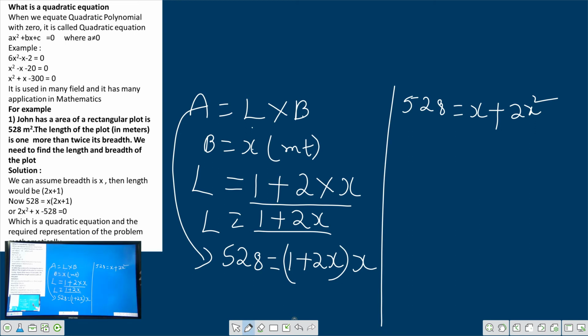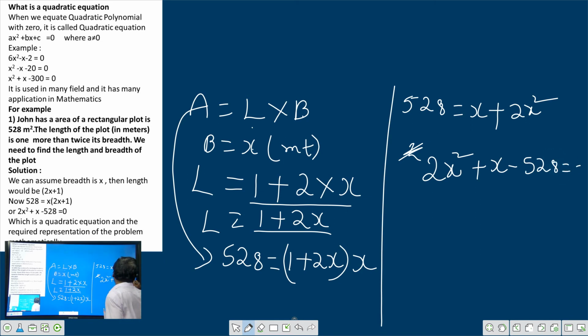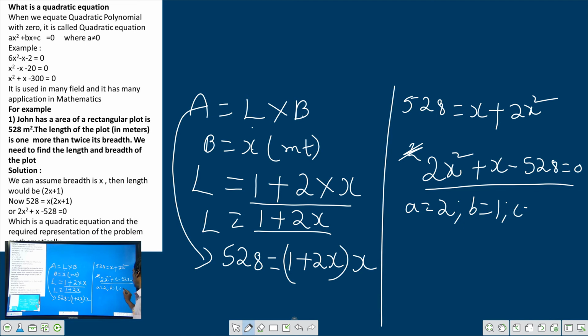Actually, this is an equation. But if you have terms on the left-hand side or right-hand side, take them to one side so that it becomes 0, to make it a standard form. How can I rearrange? 2x square plus x minus 528 is equal to 0. I am taking this 528 to this side. Before it was plus here; after taking it here, it has become minus. So 2x square plus x minus 528 is equal to 0, where A is equal to 2, B is equal to 1, C is equal to minus 528.